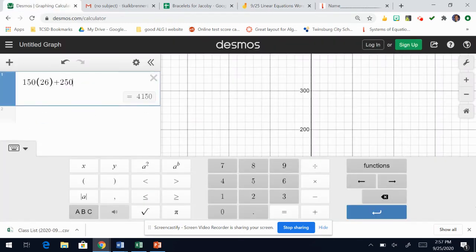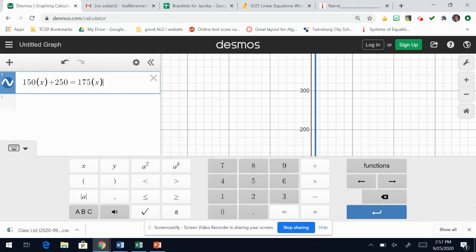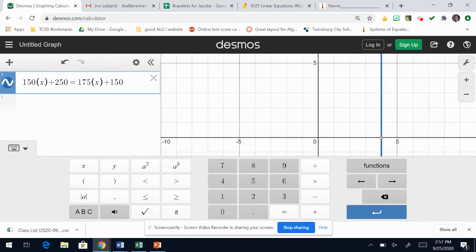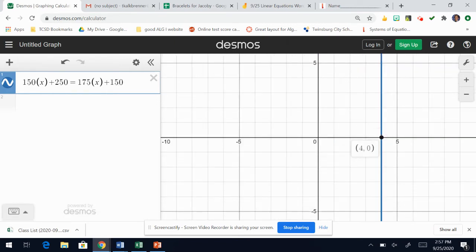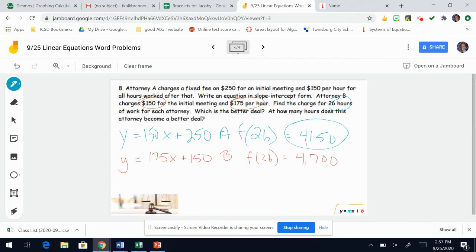And a little hint here, I'm going to just do it on Desmos. Set it equal to, it was 175 for every X plus 150. And if we hit home, you can see that there's a vertical line at 4. So 4 hours is the answer to at how many hours does the attorney become a better deal? 4 hours.